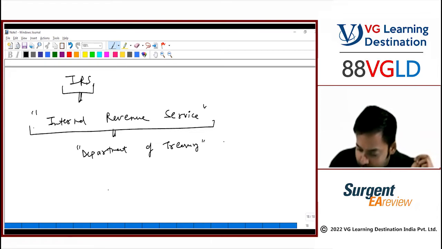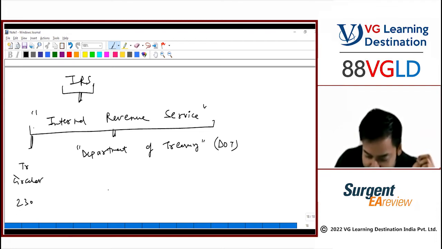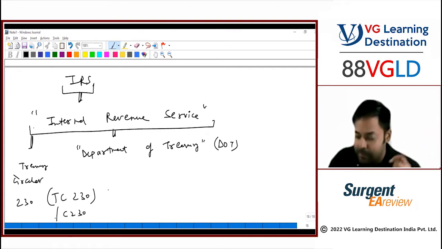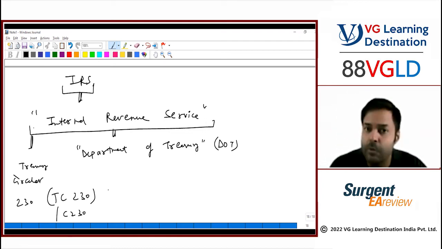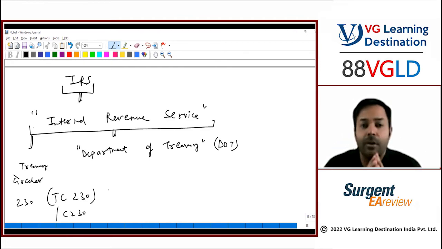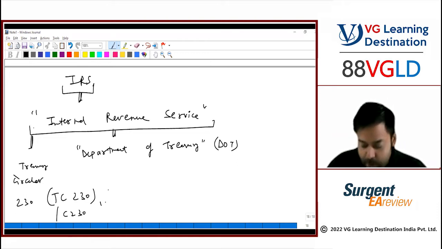DOT, this is also called DOT. It has issued Circular 230. It is also called Treasury Circular 230, also called TC 230. We will frequently call it C 230. It governs all the things. It is going to govern the procedures you have to take care of if you are an EA and your client is committing any fraud, what are the rights, what are the duties for you, what are the things you should be taking care of. All of it is mentioned in Circular 230 itself.